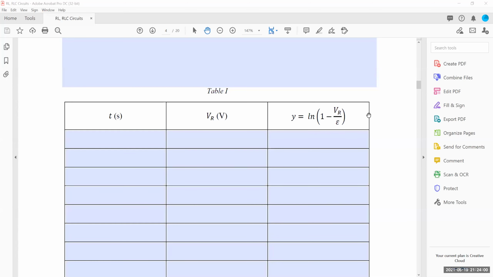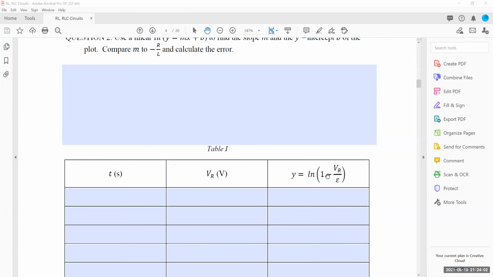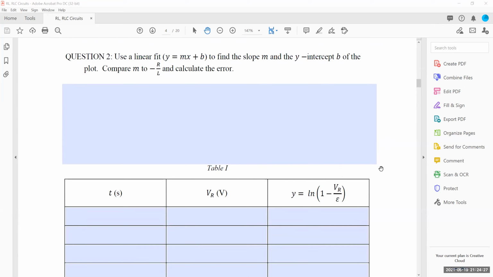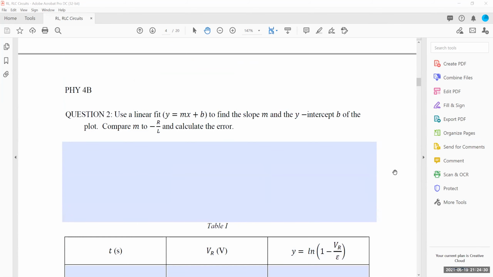So again, this is y, which is 1 minus VR divided by epsilon. Remember, epsilon is 12 volts, and at most you saw VR was 11.36. So this number is going to be less than 1, so this whole thing is going to be positive, in which case the ln exists and is some finite value. So you're going to plot that as a function of time.